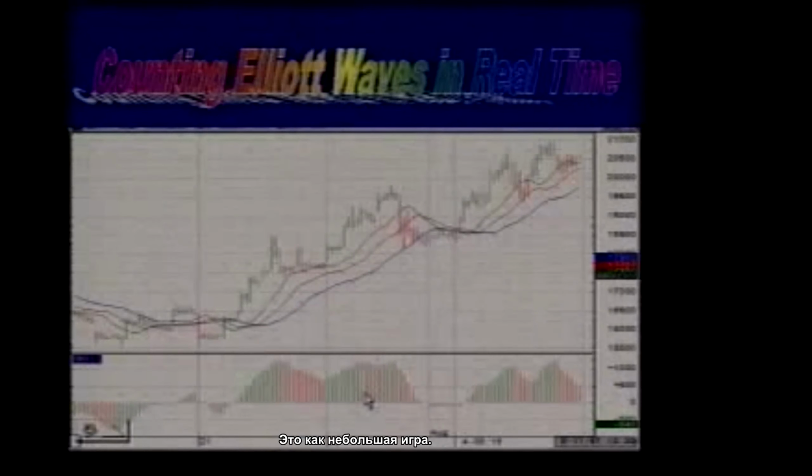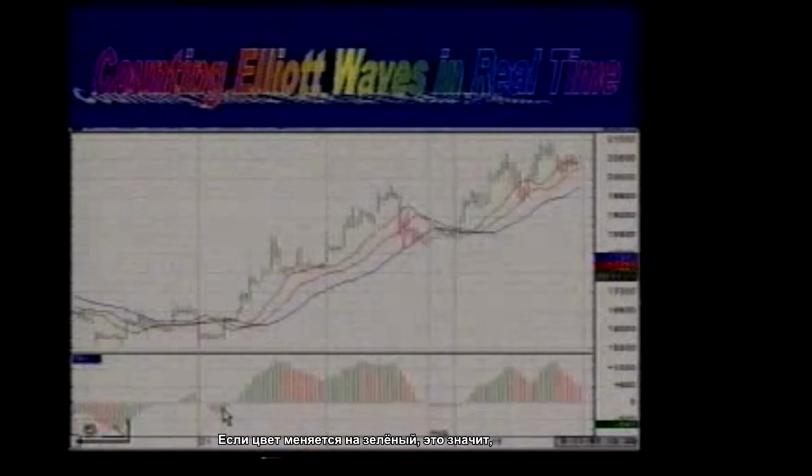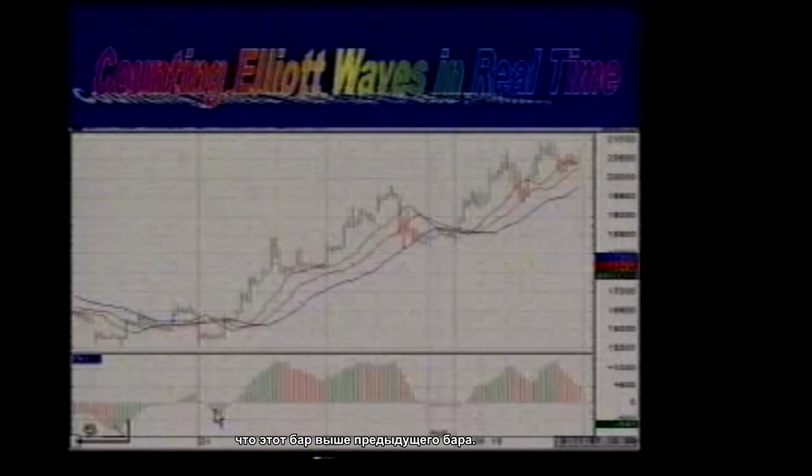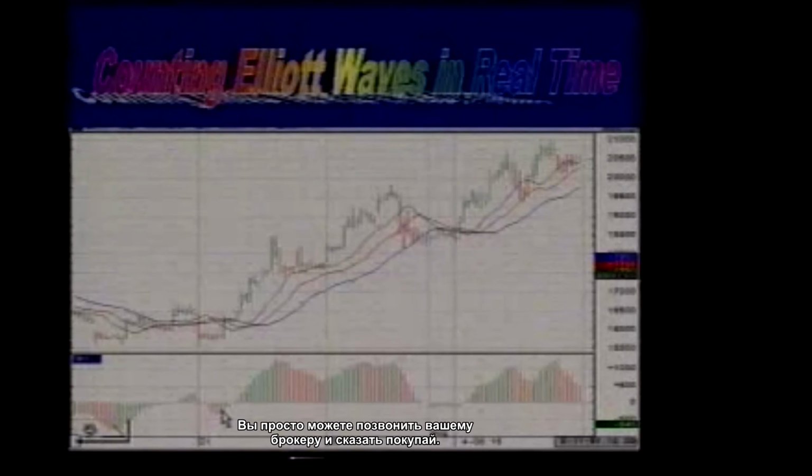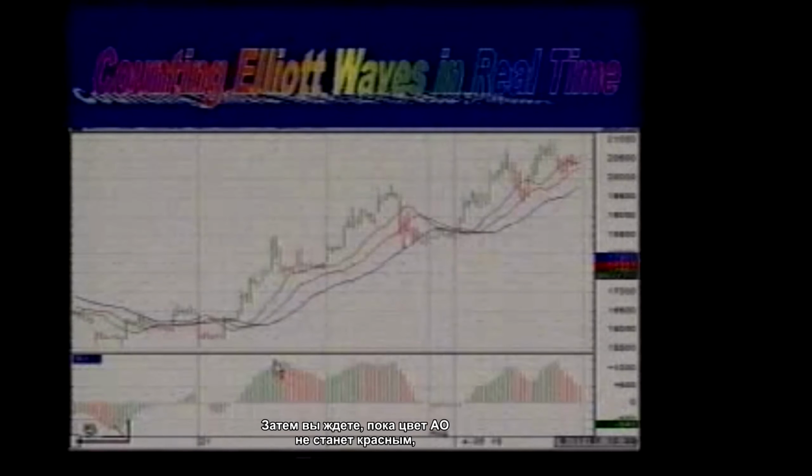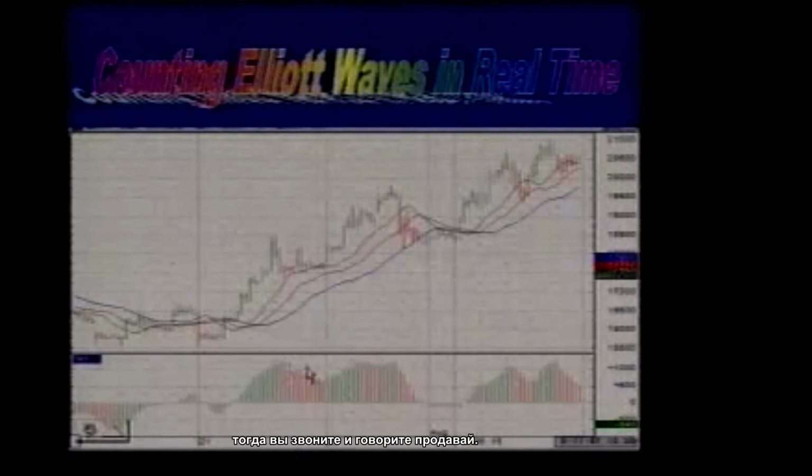And this is kind of a, we've mentioned this before, but it's kind of a little game. If you want to make profit in stocks and commodities, a simplified way to do it, we don't recommend this, by the way, because you can do better than this, but simply watch this AO. When it turns green, which means that this bar is higher than the previous bar, you don't even have to know what the price is. You just simply call the broker and say, buy at the market. Then you hold it as long as it's green. When it turns red, you call the broker and say, sell at the market.